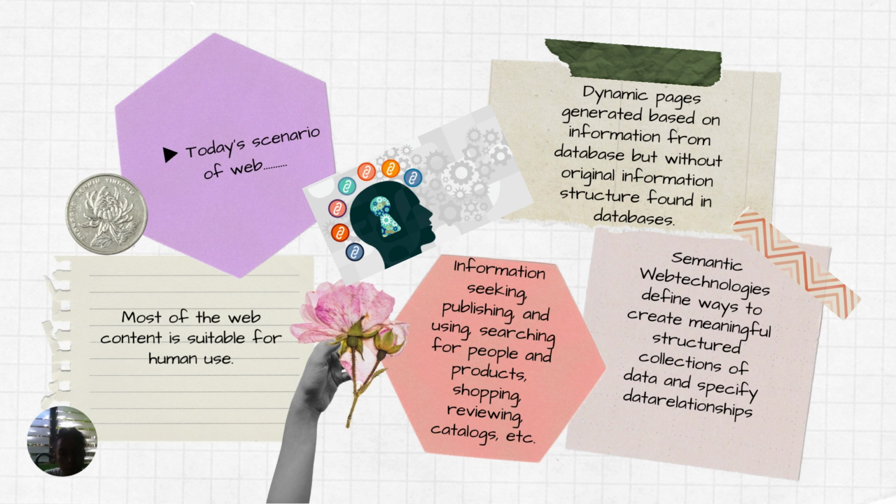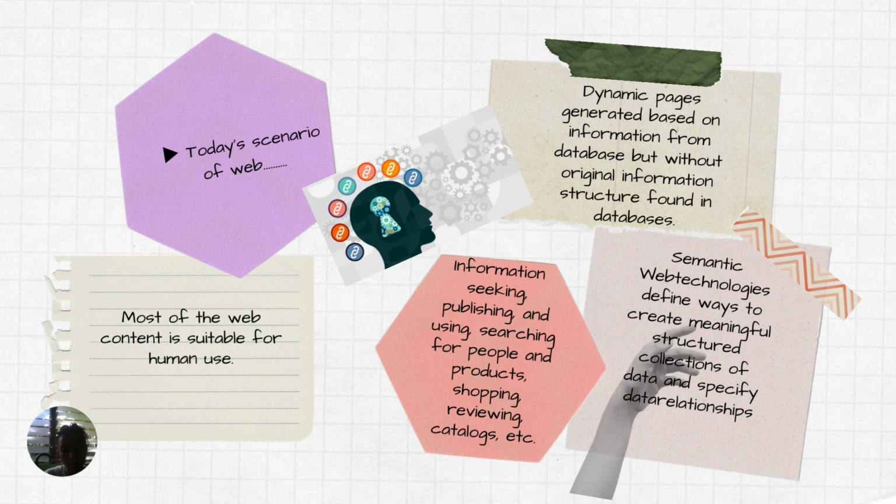And today's scenario of the web. Most of the web content is suitable for human use. Dynamic pages are generated based on information from a database but without the original information structure found in the database. Information seeking, publishing and using, searching for people and products, shopping, reviewing catalogs, and etc. Semantic web technologies define ways to create meaningful structured collections of data and specify data relationships.